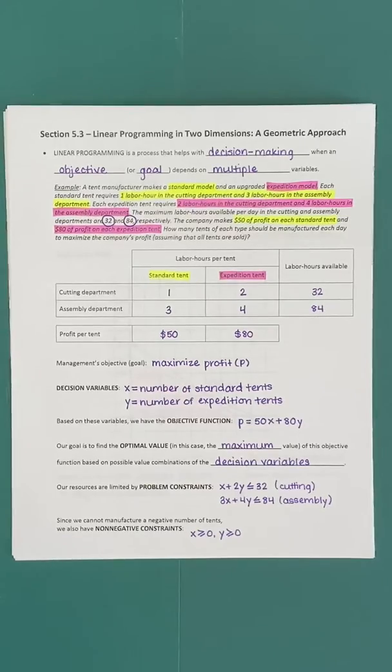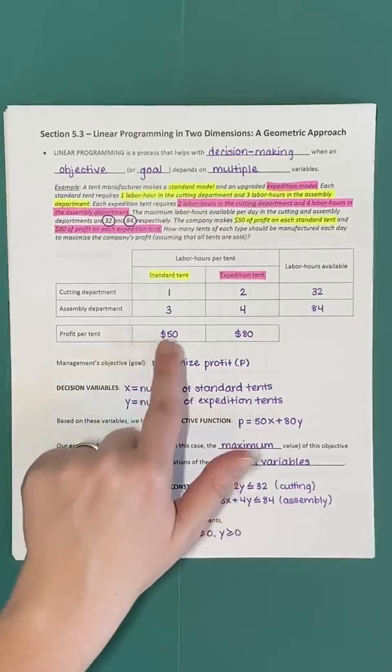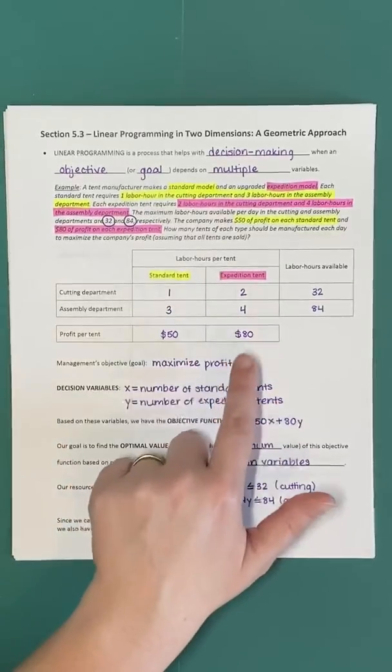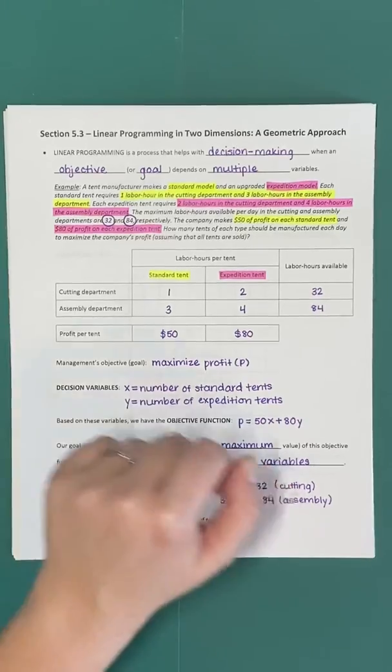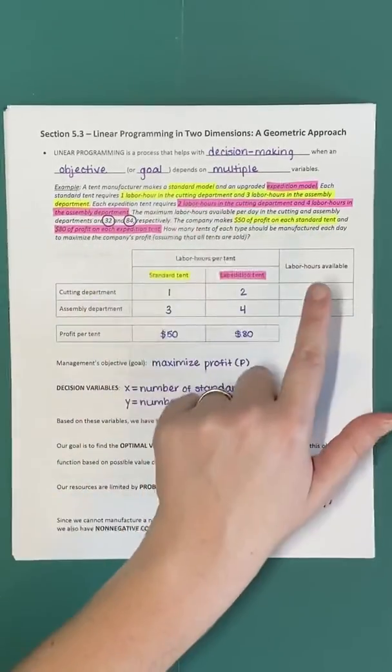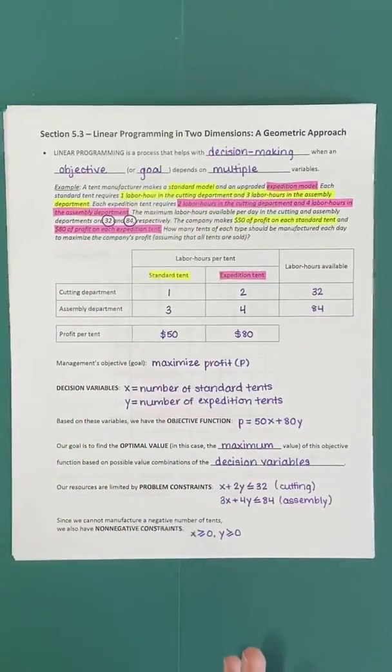So for each standard tent we make and sell, we're going to make $50 of profit. For each expedition tent we make and sell, we're going to make $80 of profit. So if you go through the problem and categorize all the information you have, that organizes everything.